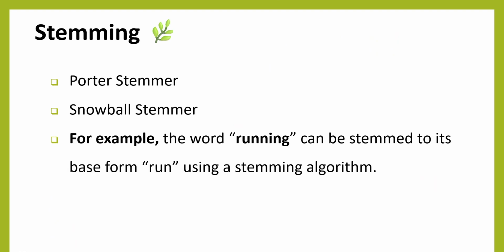Next comes the stemming, which is the process of reducing words to their base form by removing suffix. And there are various stemming algorithms like Porter stemmer, which is a simple and widely used stemming algorithm. Next comes snowball stemmer, which is a more advanced stemming algorithm that handles irregular words. For example, the word running can be stemmed to its base form run using a stemming algorithm.